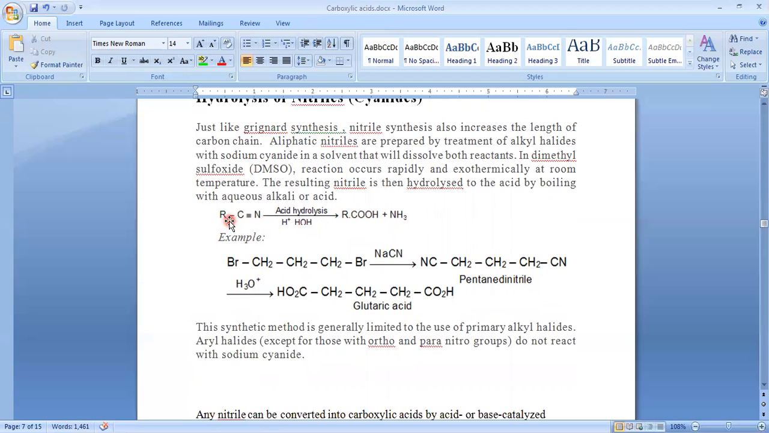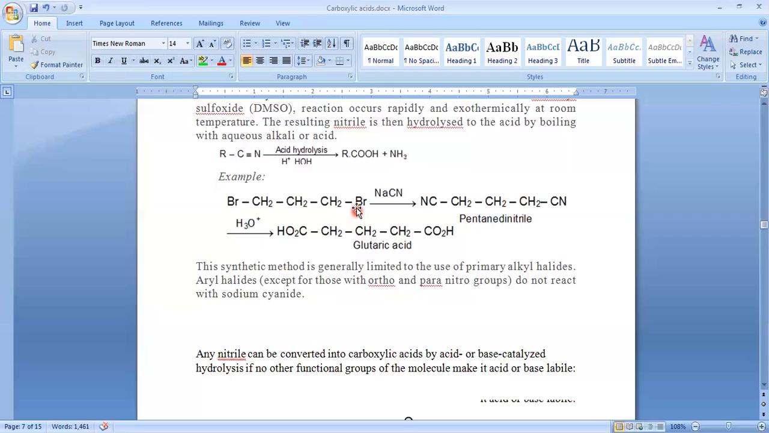So always, as a thumb rule, hydrolysis of esters, hydrolysis of amides, hydrolysis of anhydrides, hydrolysis of cyanides, always we get carboxylic acids. Okay, so first step is this one. Whenever there is hydrolysis of cyanides in presence of acid, that gives the carboxylic acid.